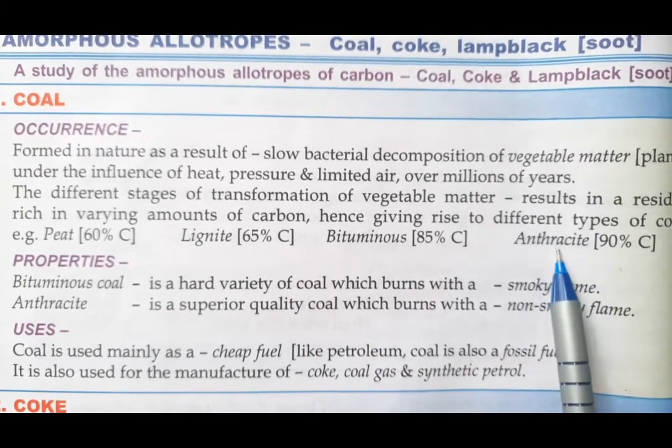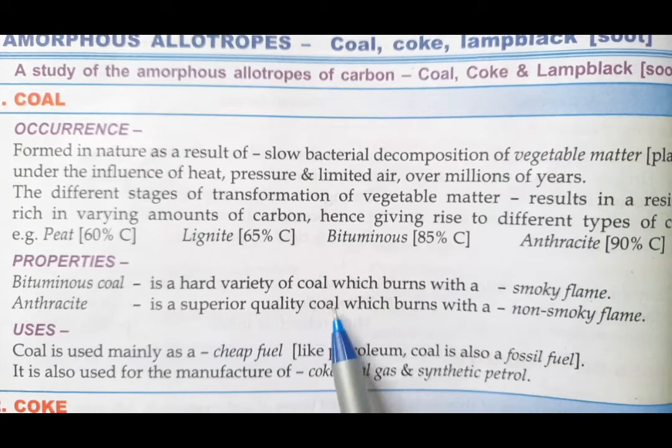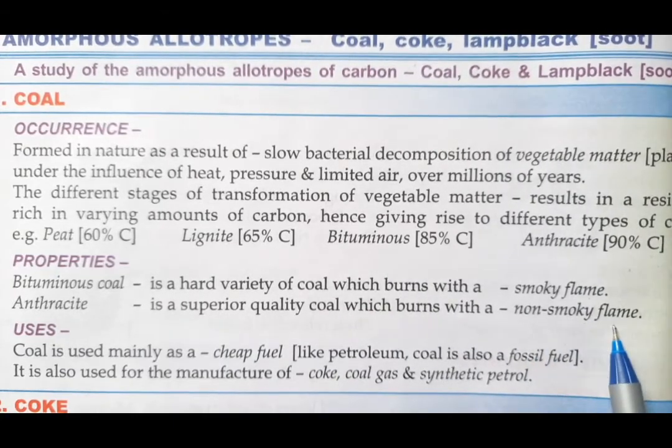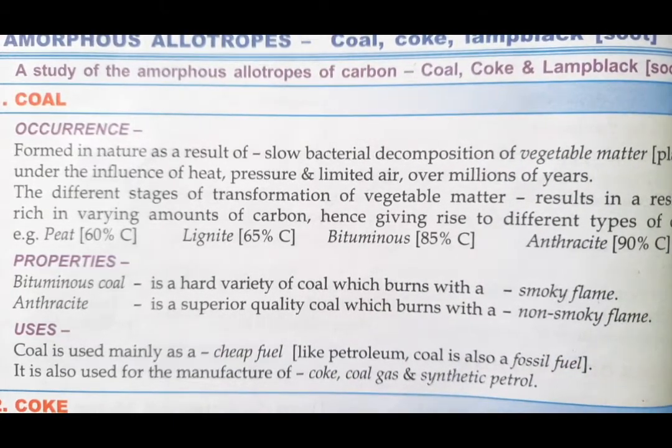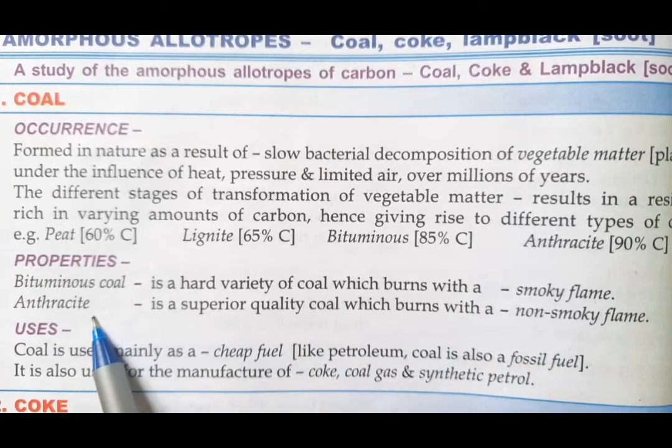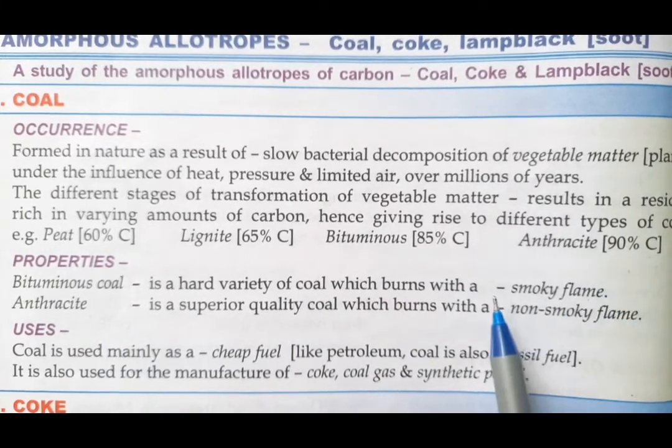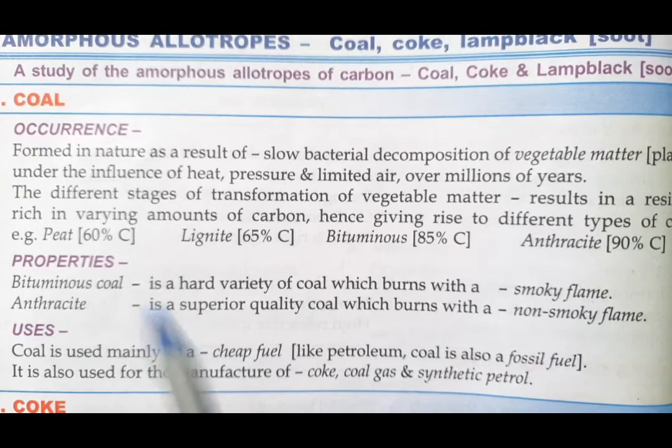Bituminous coal is a hard variety of coal which burns with a smoky flame. Remember, whereas anthracite is a superior quality coal which burns with a non-smoky flame. So which form of coal burns with non-smoky flame? Anthracite, which contains the highest percentage of carbon, and with smoky flame is bituminous coal.